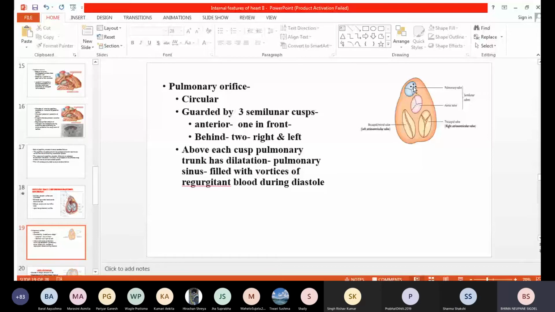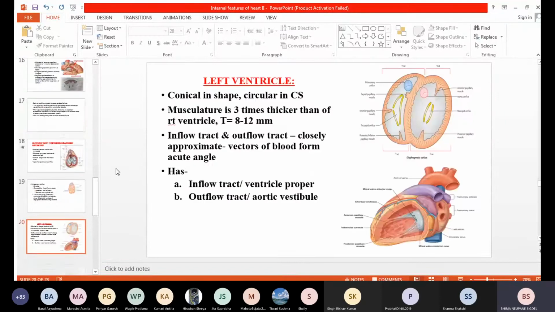Above the cusps the pulmonary trunk has a dilatation. Dilatation means, you can always remember, a sinus is a dilated part. That dilated part present above the cusp is known as the pulmonary sinus. This pulmonary sinus is filled with the regurgitated blood present during diastole. A small amount of blood is always present in this pulmonary sinus, the regurgitated blood present during the diastolic period. That is about the pulmonary orifice.